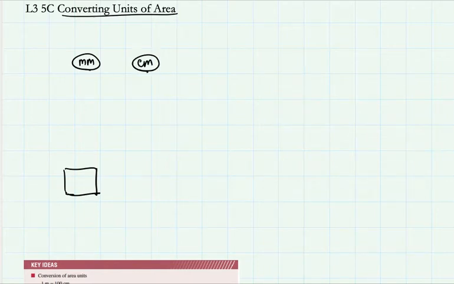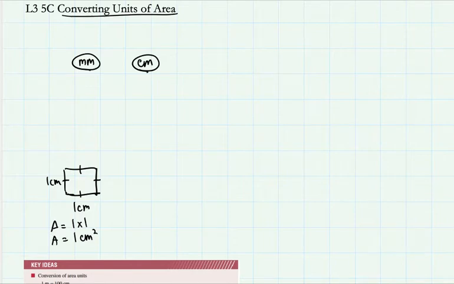So let's look at a square. Let's say that it is 1 centimeter by 1 centimeter. So what would the area of this be? It would be simply 1 by 1, which is 1 centimeter squared.